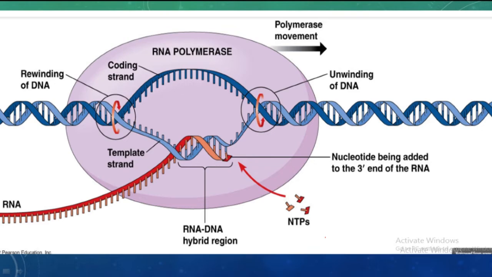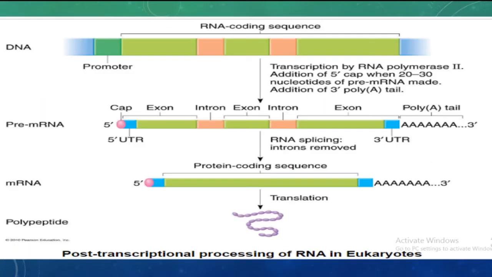Here you can see the double strand of DNA. First of all, melting happens, that means the unwinding of DNA happens. In this DNA strand, the RNA polymerase will come and start synthesizing the mRNA molecule from it. Once the mRNA gets synthesized, the next process is its processing, which we call the post-transcriptional processing of RNA in eukaryotes.